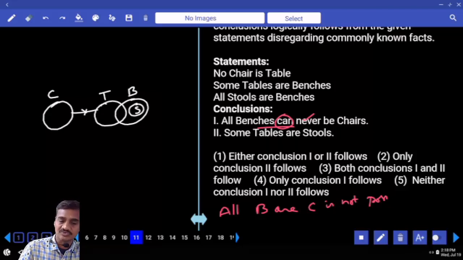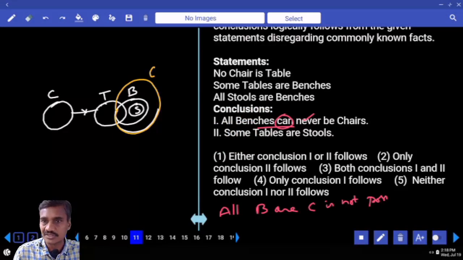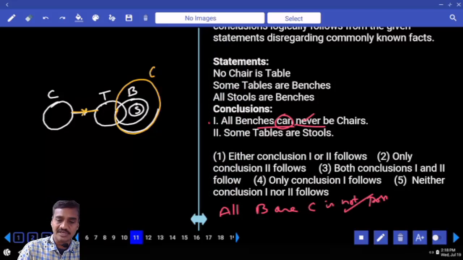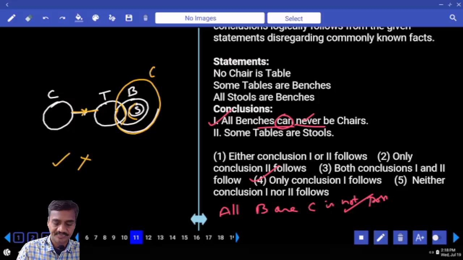Then in order to make this one possible, my diagram of this chair must be like this. Then if I write chairs like this, then only all benches are chairs is possible. Can I draw like this? If I draw like this, the statement no chair is a table will become false. Statement invalid, for me it is not possible. He is also claiming that it is not possible. Hence whatever he claimed is definitely true. Then coming to the second one. Some tables are stools. Table and stool, there is no intersection between these two. This is a definite conclusion. Only one follows. And it is choice 4, question number 11.